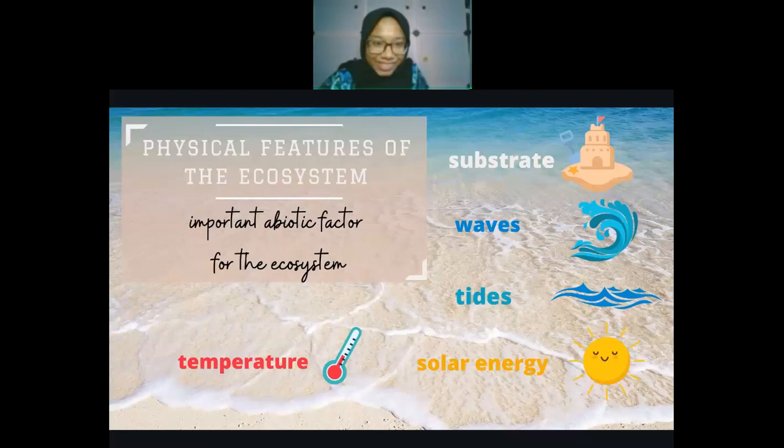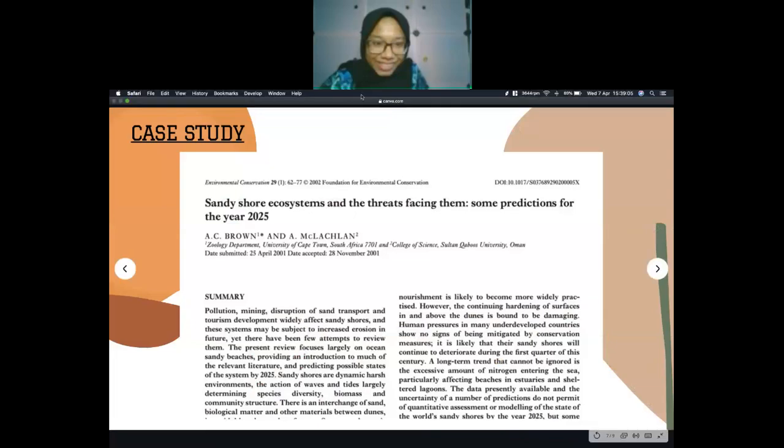Solar energy is also important because sandy shore plants such as Sporobolus virginicus and Honckenya peploides need sunlight to perform photosynthesis for growth and to thrive in the ecosystem. Next.